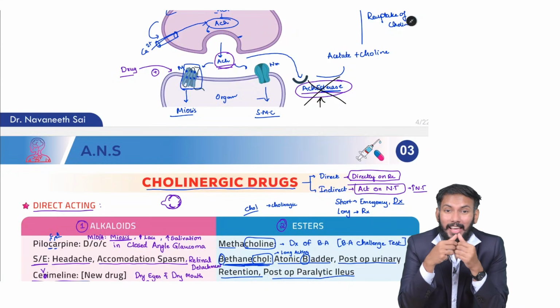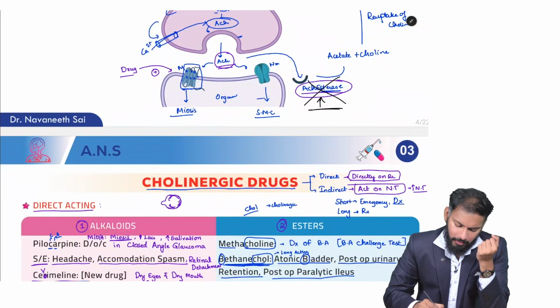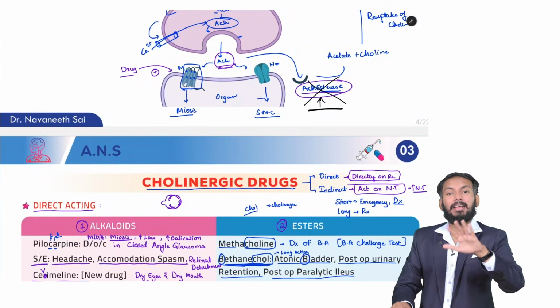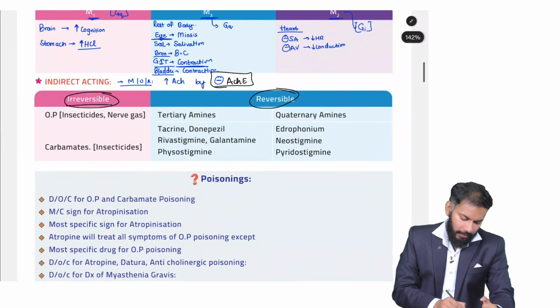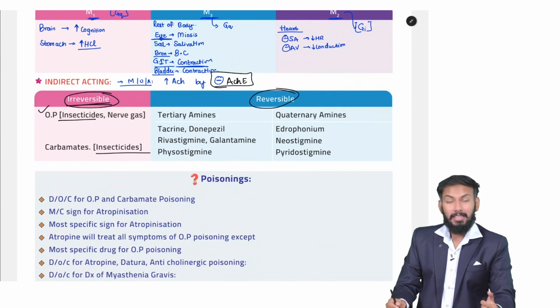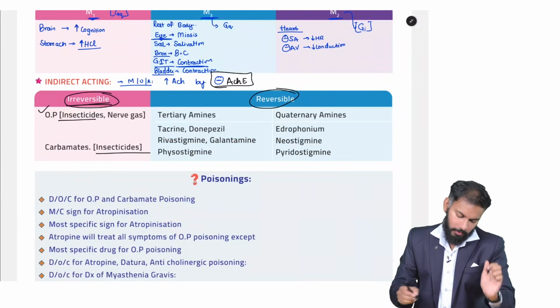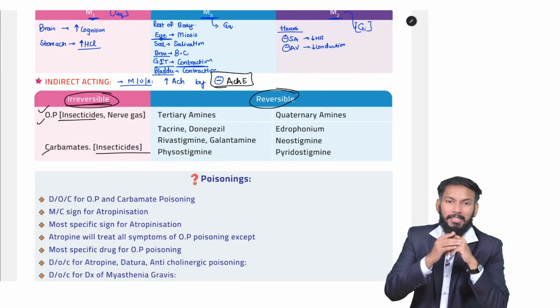So the person is having some kind of poisoning. The person might die. So we call it poisons. If we give irreversible blockers, they act as poisons. Did you understand? So you can see here, irreversible indirect acting drugs are insecticides and pesticides. These are organophosphates and carbamates. These are the organophosphate and carbamate poisoning.